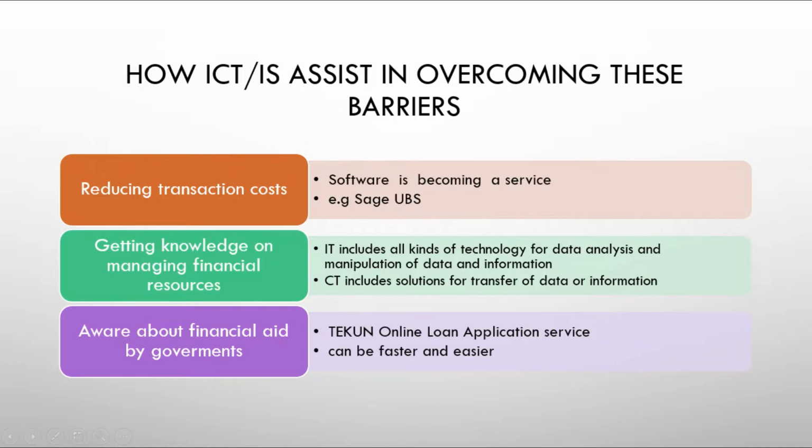Secondly, ICT helps small entrepreneurs to get knowledge on managing financial resources. We can find different understandings of ICT tools. The latter can be split into information technology, which is IT, and communication technology, which is CT. IT includes all kinds of technology for data analysis and manipulation of data and information, for example computer, data transfer equipment, and software equipment. While CT includes solutions for transfer of data or information like email, phone, and internet network.